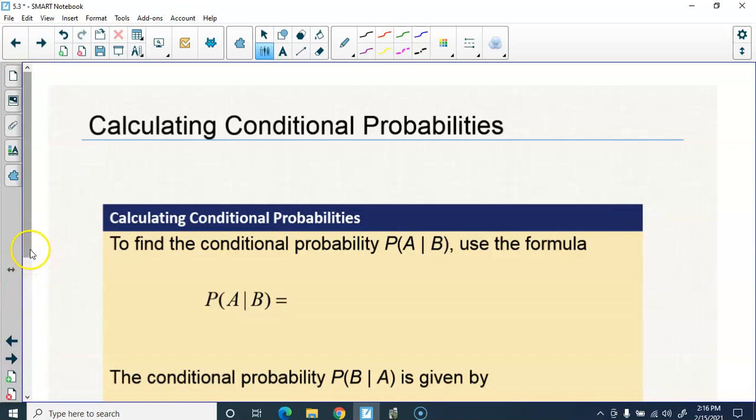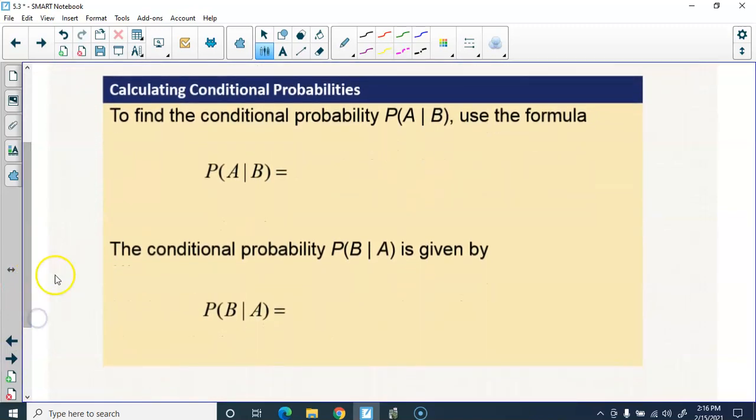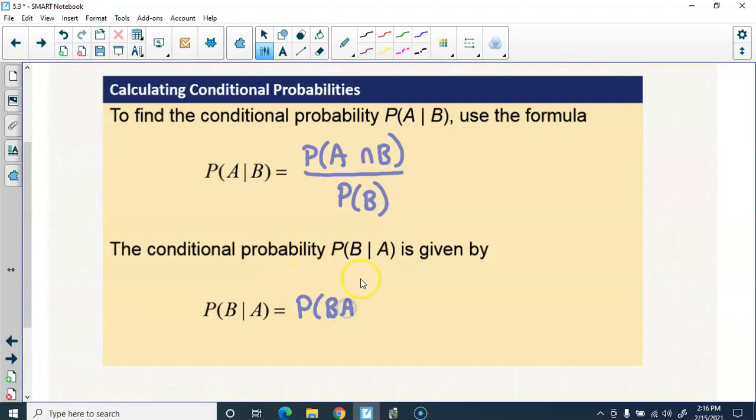To find the probability of A given B, we find the probability of A and B and divide by the probability of B. Likewise, we can switch that around: find the probability of B and A, that's the intersection, and we divide by the probability of A. So notice the way that we write this, whichever one is given is the one that we're dividing by on the bottom.